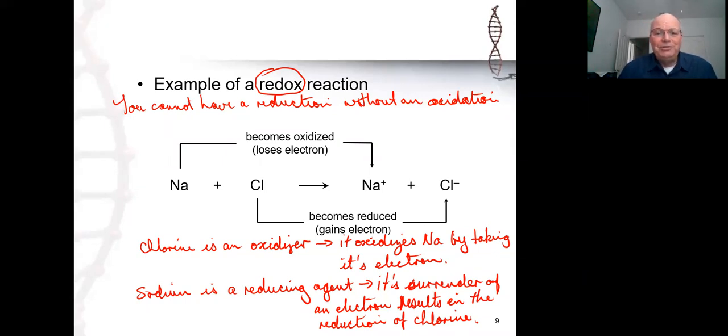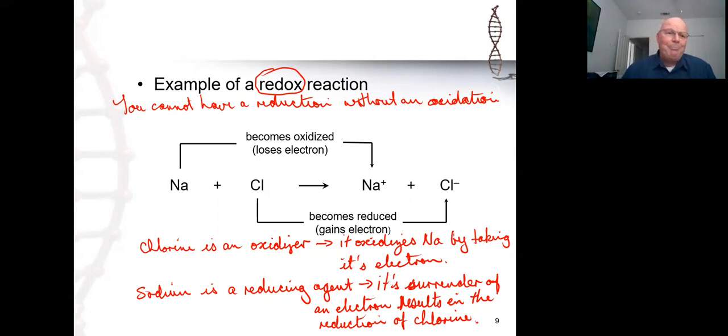If you've ever seen a truck that carries chlorine for pools, you'll see a big tag on the outside that says warning, oxidizer. That's because of the presence of chlorine. Because chlorine is an oxidizer, it will grab electrons away from other things. That means it itself becomes reduced, but it means whatever it stripped the electrons away from has been oxidized. Hence, chlorine is an oxidizer. Likewise, sodium is a reducing agent or a reducer for the same reason.